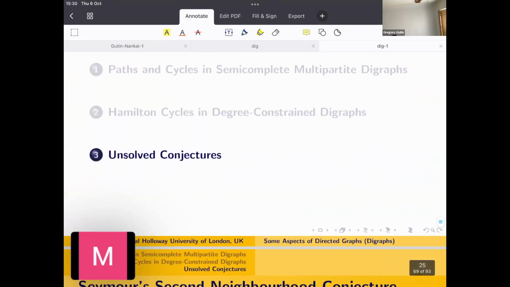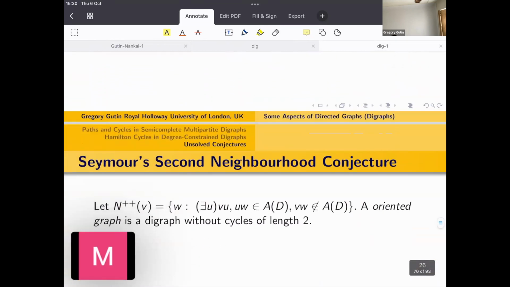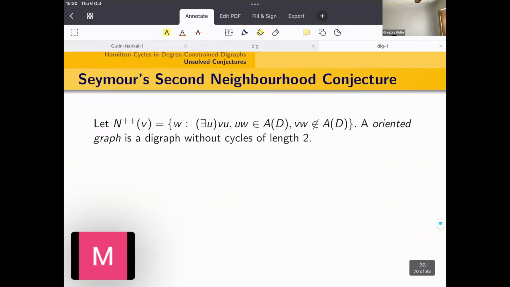Now, in directed graph theory, there are some unsolved problems, unsolved conjectures. I put two conjectures like that, but I will not have time for the second one, so I will cover only the first one.